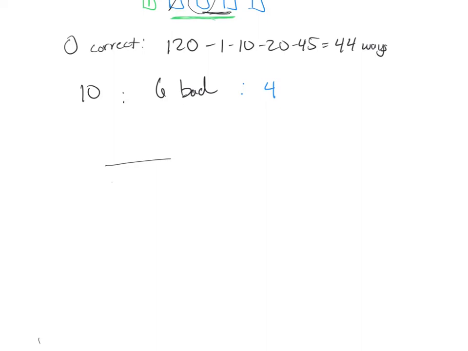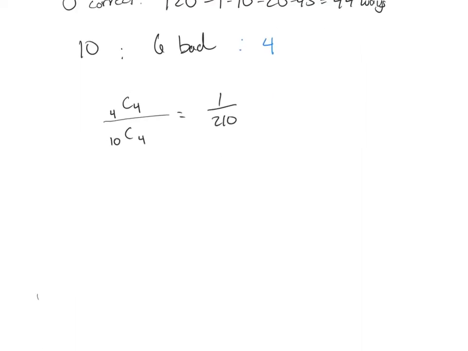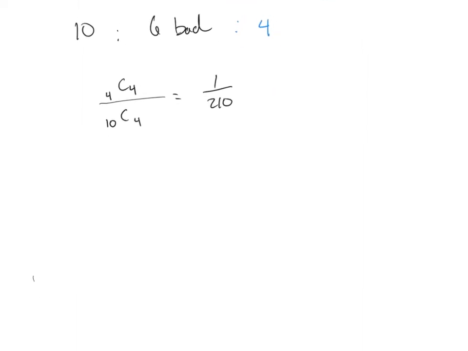So 10 choose 4 is the total amount, the combinations of 4 that you can buy from the store or the shipments. And you want all 4 of them, 4 choose 4 is the possible of 4 out of 4 being good. That leaves 1 out of 210 possible ways, probability of 4 of them being good.